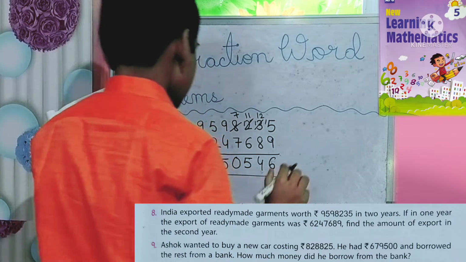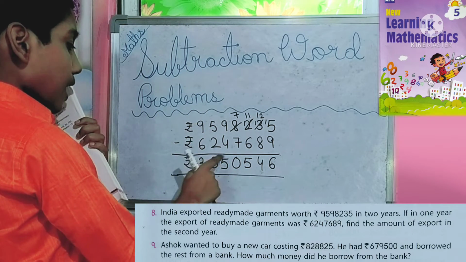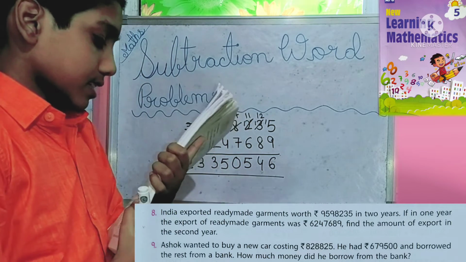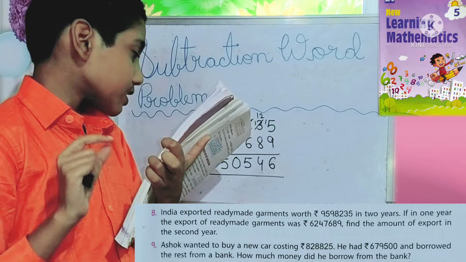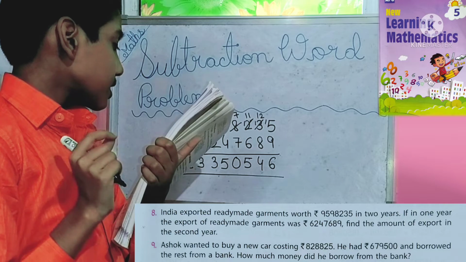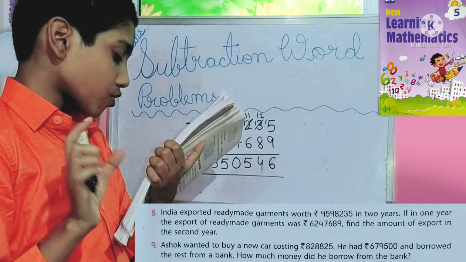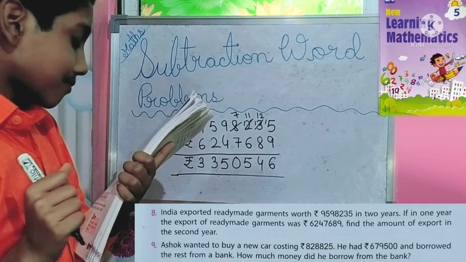This will be your answer, rupees 3350546. So the answer will be: the amount of export in the second year was rupees 3350546.